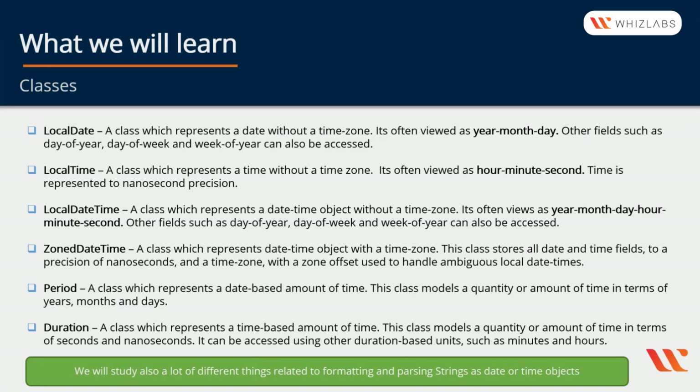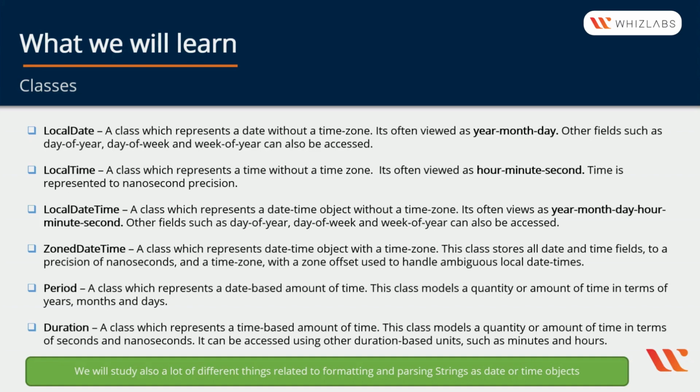Now let's try and make a quick review of the most important classes we will study. Don't hurry to celebrate. These are just the most important ones. There will be some more that we'll mention in relation to those. First, we have LocalDate, which is a class that represents a date without a time zone. It's often viewed as year, month, day. Other fields such as day of year, day of week, and week of year can also be accessed. A good example of LocalDate is your birthday this year. It is your birthday for a full day, regardless of what time it is.